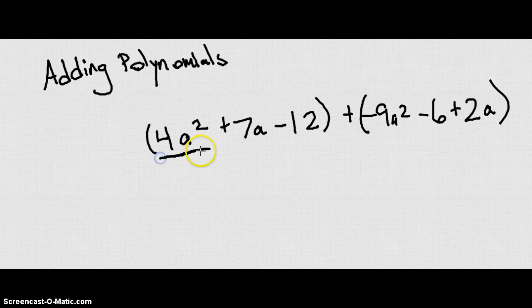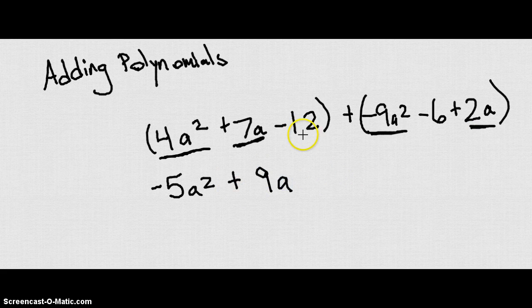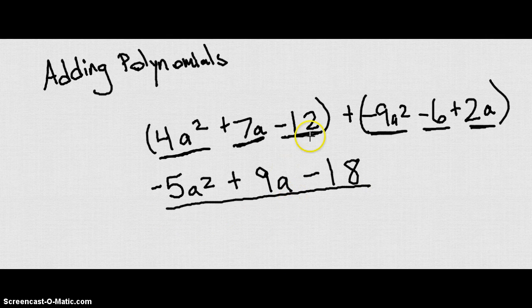Well, I'm going to take my like terms and add them together. My like terms are going to be this 4a squared and this negative 9a squared. If I add those together, it's going to give me negative 5a squared. My next like terms, I'm going to take this 7a with the 2a. That's going to give me a total of 9a. And then finally I have this negative 12 and this negative 6. If I add those together, I get negative 18. So my final answer is negative 5a squared plus 9a minus 18.